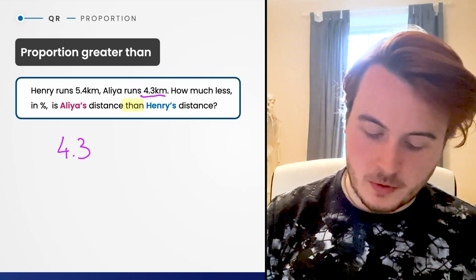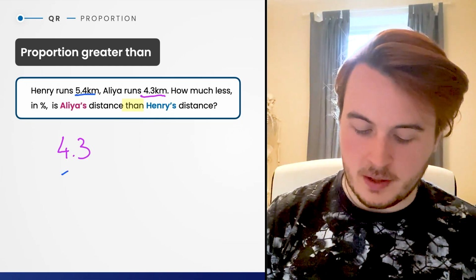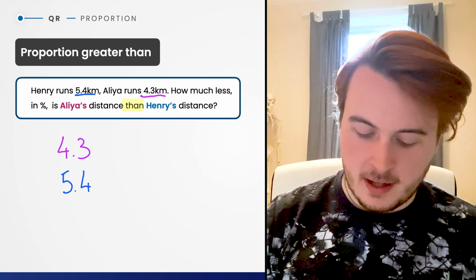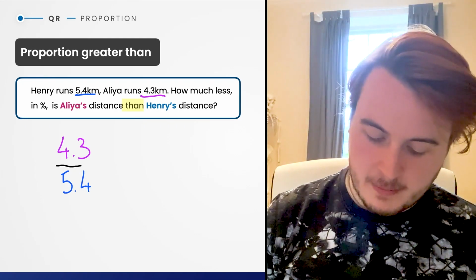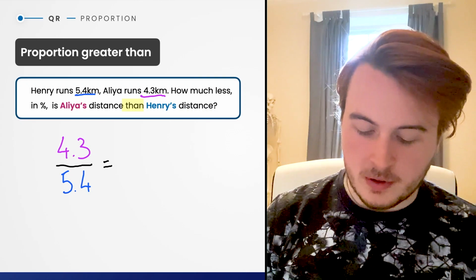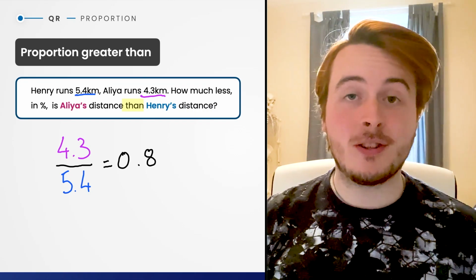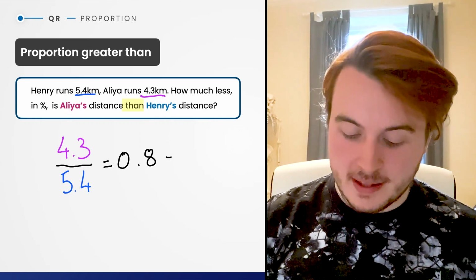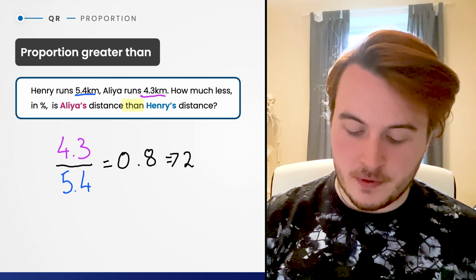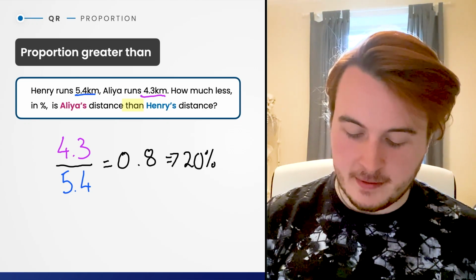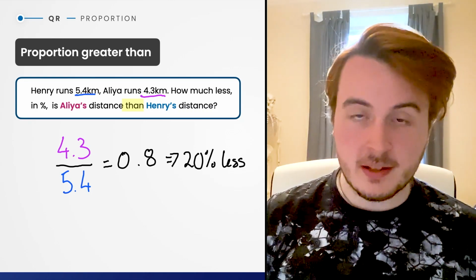And then Henry is going to be our 5.4 there. So he's the denominator of our fraction. And then 4.3 divided by 5.4 is going to give us approximately 0.8. So this shows us, using our multiplier method, that's going to be a 20% decrease. So 20% less, which is the answer to this question.